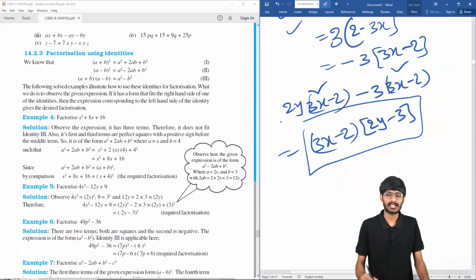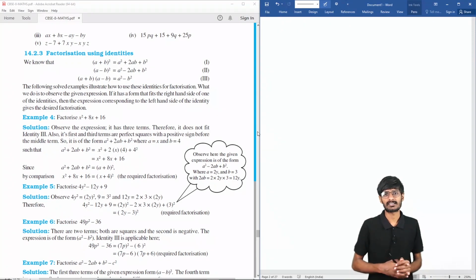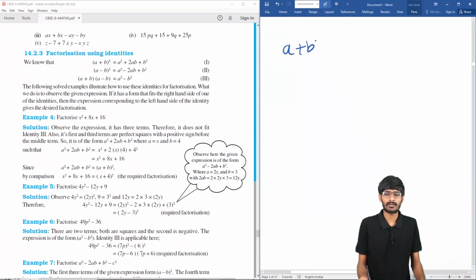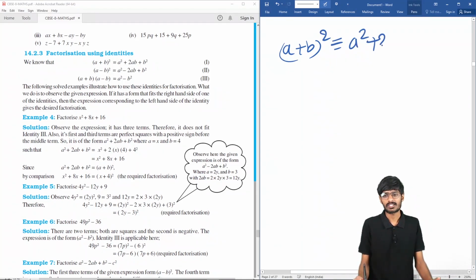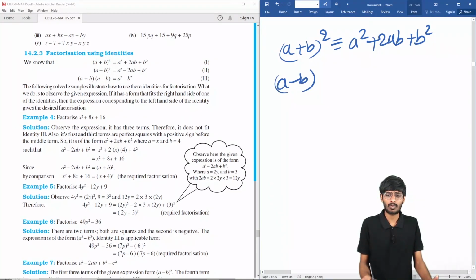Next thing is factorization using identities. We have studied identities. The identities we have are: a plus b whole square is identically equal to a square plus 2ab plus b square. Another identity we have is a minus b whole square, which is a square minus 2ab plus b square. And what about a square minus b square?